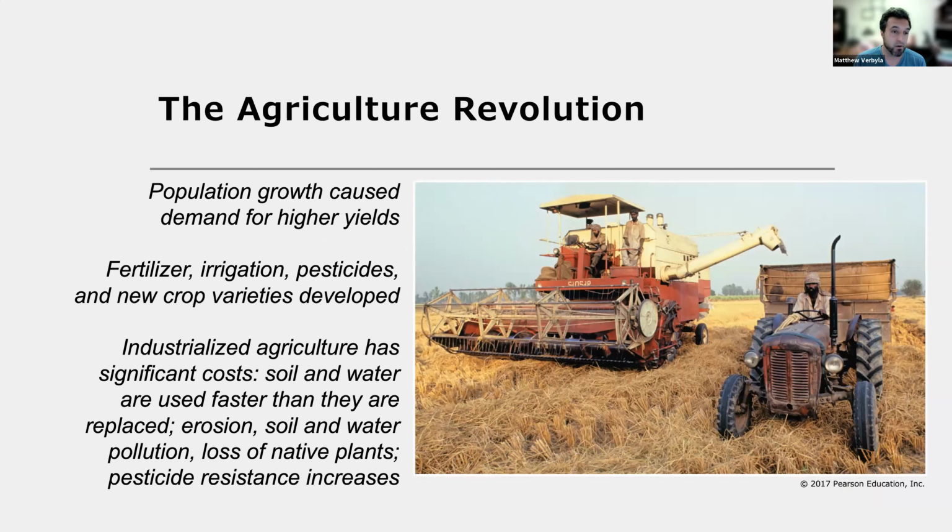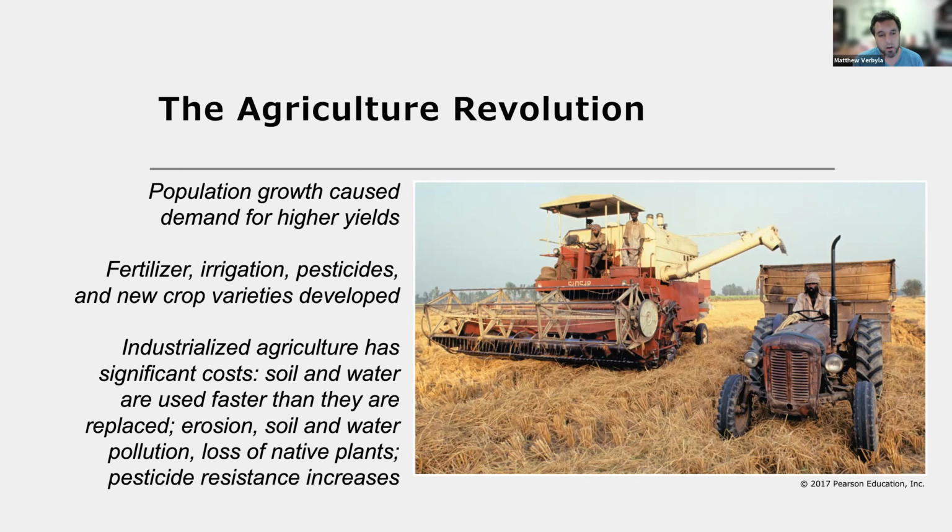So the population growth that was experienced caused a demand for higher yields from agricultural crops. So the use of fertilizers, irrigation, pesticides, and the introduction of new crop varieties was developed. So this industrialized type of agriculture helped feed the growing population, but also came at significant costs.